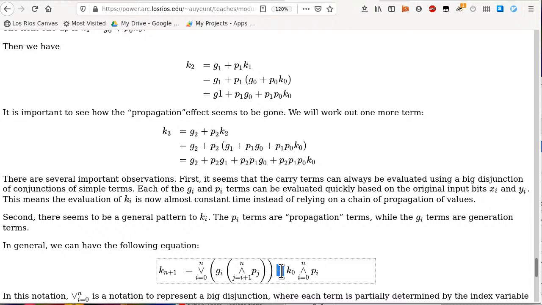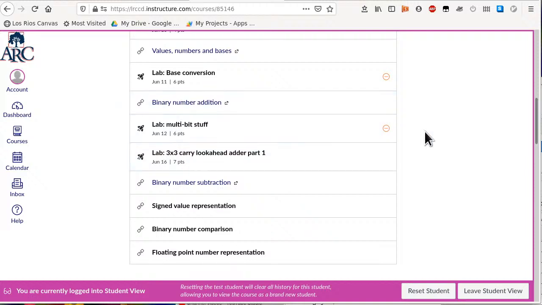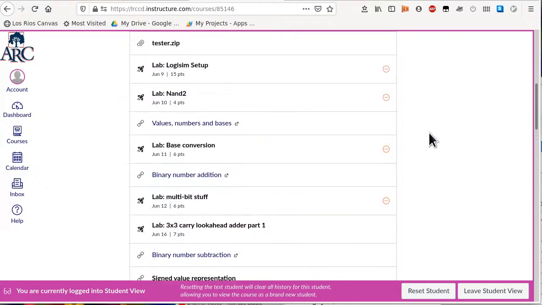All right, so do we have any questions about carry look ahead before we move on to binary subtraction? Because now would be a good time to ask any questions related to binary addition. All right, it looks like we do not have any questions about binary addition, so we're going to move on to binary subtraction now. So this is a student view. This should resemble what you should see.